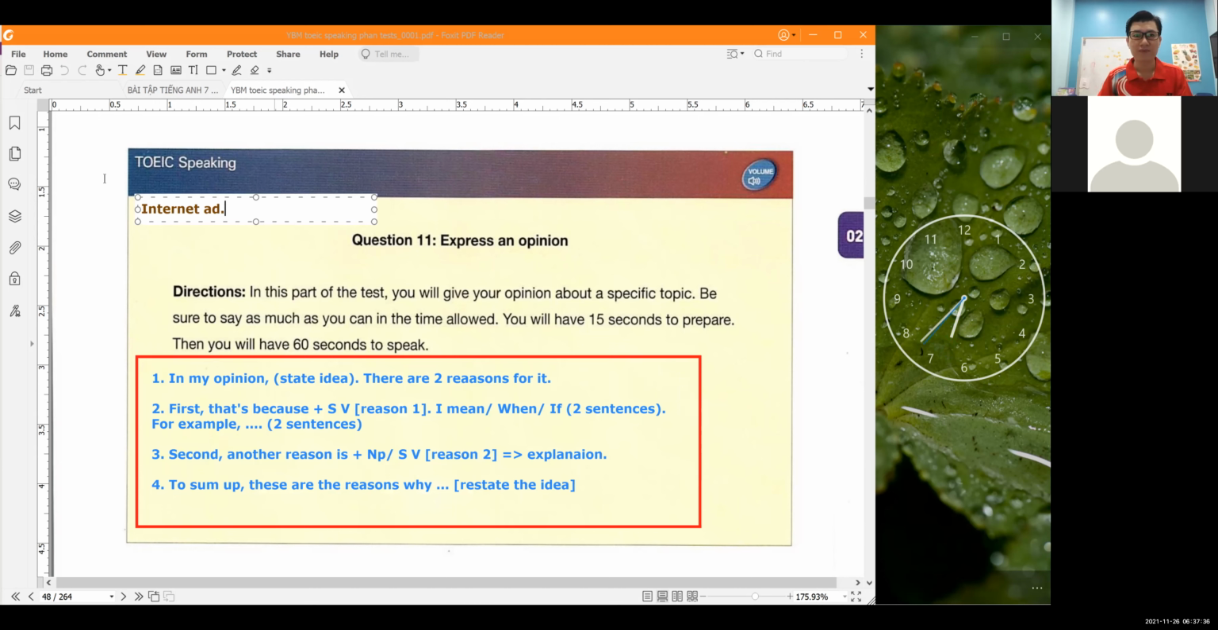In this part of the test, you will give your opinion about a specific topic. Be sure to say as much as you can in the time allowed. You will have 15 seconds to prepare. Then you will have 60 seconds to speak. Do you agree or disagree with the following statement? Internet advertising is the most effective way to reach your target customer.